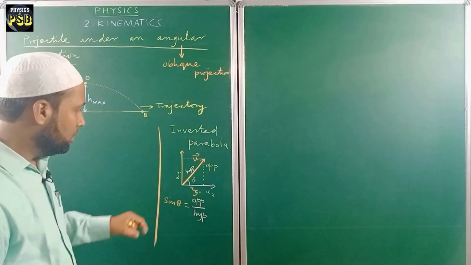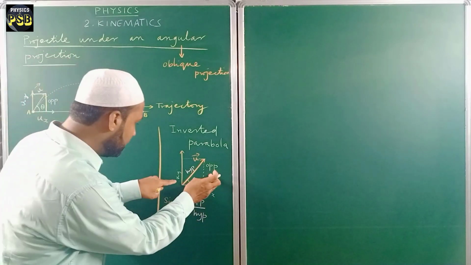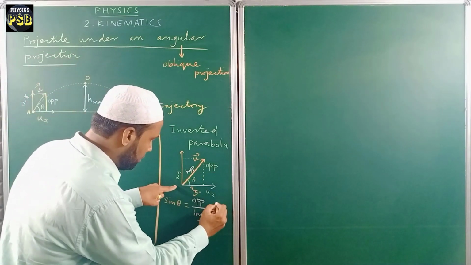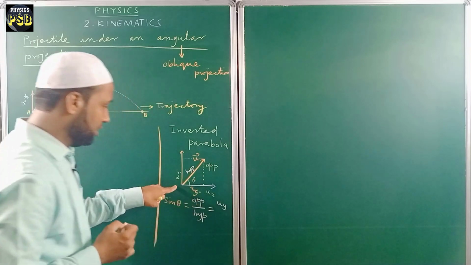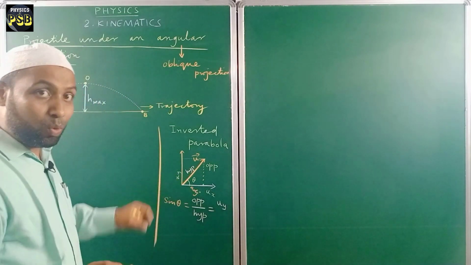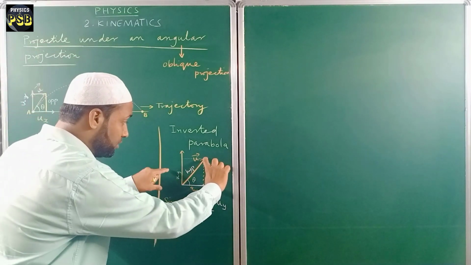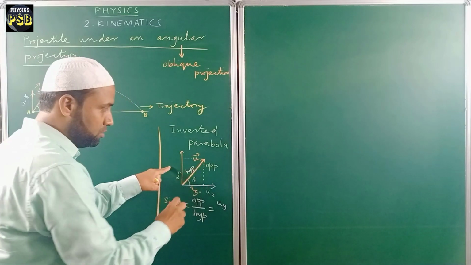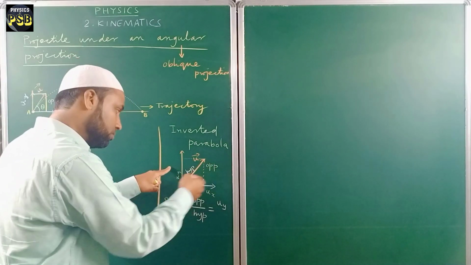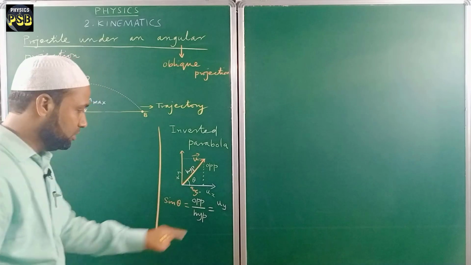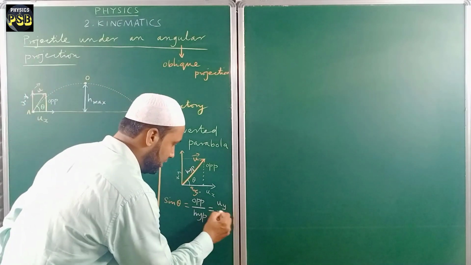Okay, and according to this diagram, the opposite side is uy, that I mentioned here. Why is it so? This line is just parallel to this, so whatever value it has is going to be equal to uy. So it is written in this manner.